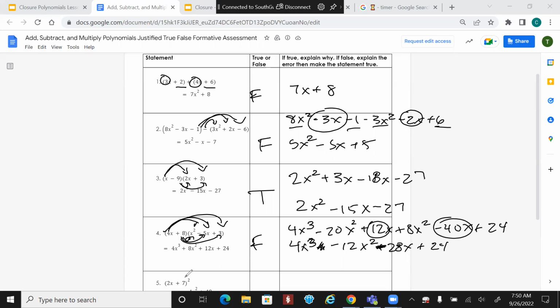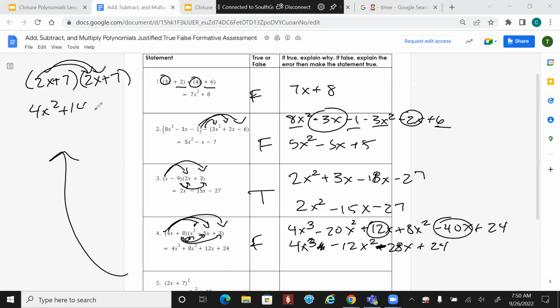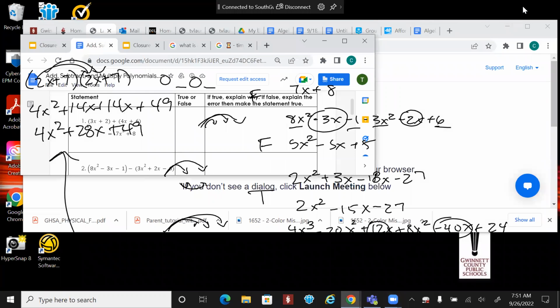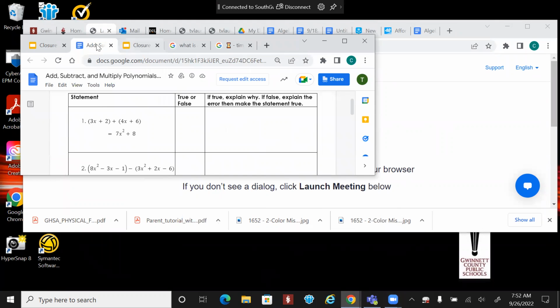Okay. When we multiply this last one out, I'm going to do this up at the top. That way you can see it. We've got 2x plus 7. And when we multiply that, that's going to give us 4x squared plus 14x plus 14x plus, which one? No, this is the last one. Yes. I got you.